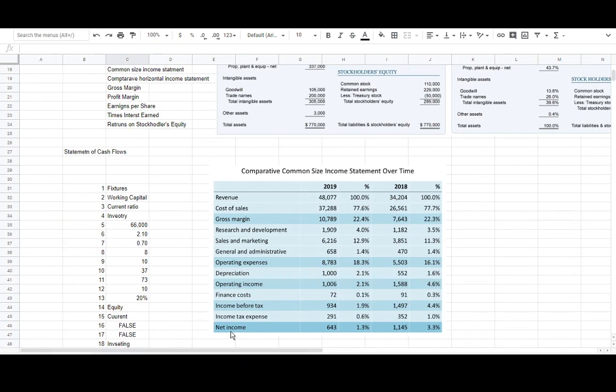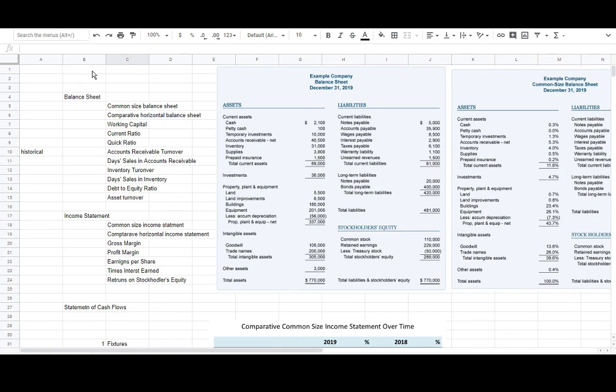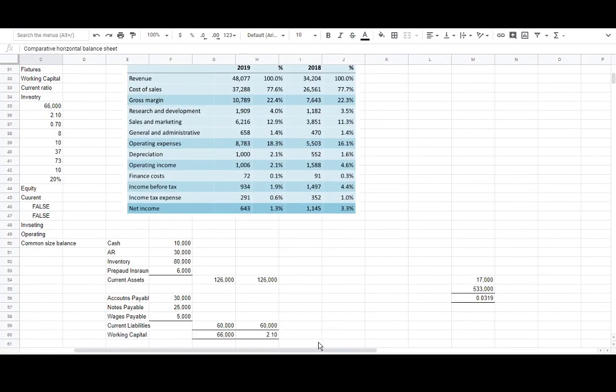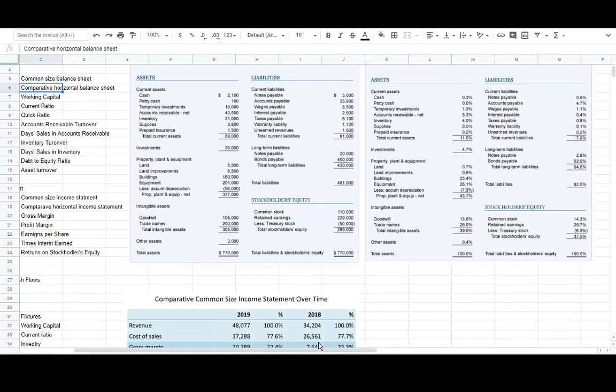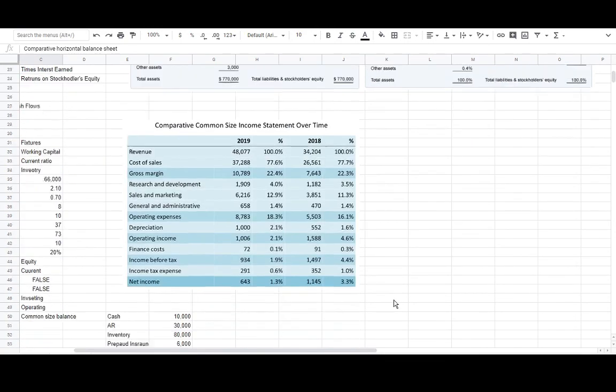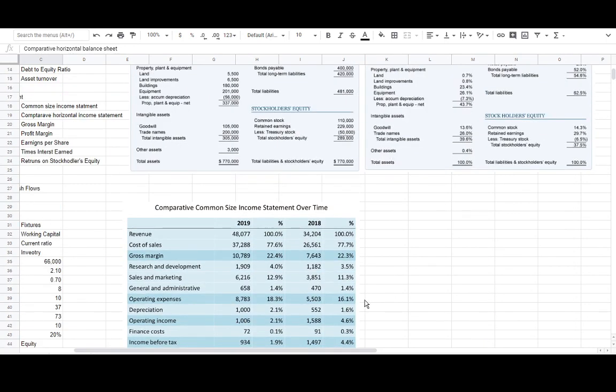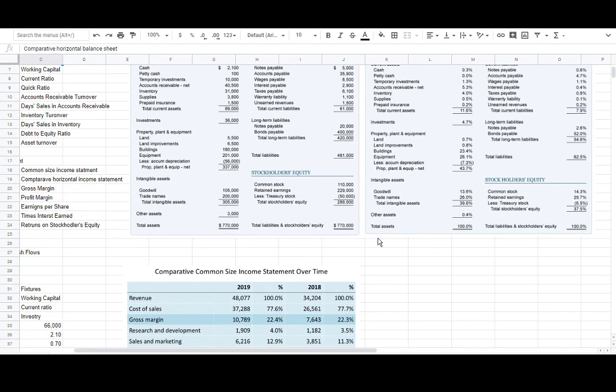So what is the other counterpart of the common size? It is the comparative or the horizontal analysis where we compare the previous year to the current year, to see if it improved or has decreased or increased. So we get that by getting the difference of both years and dividing it by the base year.